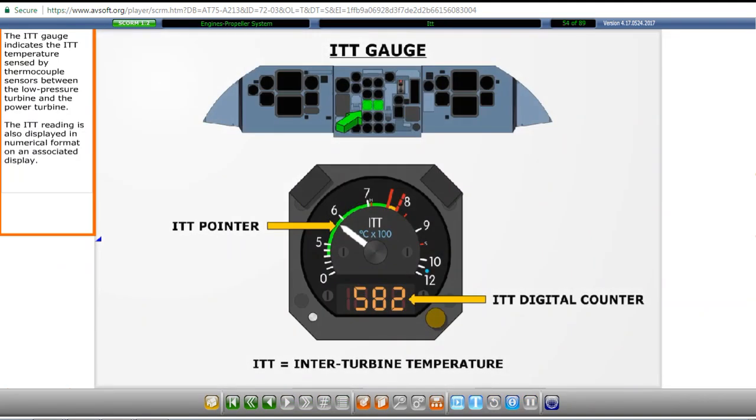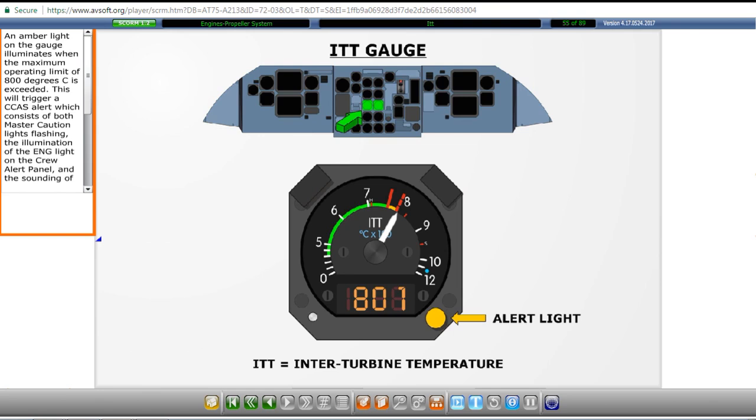The ITT gauge indicates the ITT temperature sensed by thermocouple sensors between the low-pressure turbine and the power turbine. The ITT reading is also displayed in numerical format on an associated display. An amber light on the gauge illuminates when the maximum operating limit of 800 degrees Celsius is exceeded.